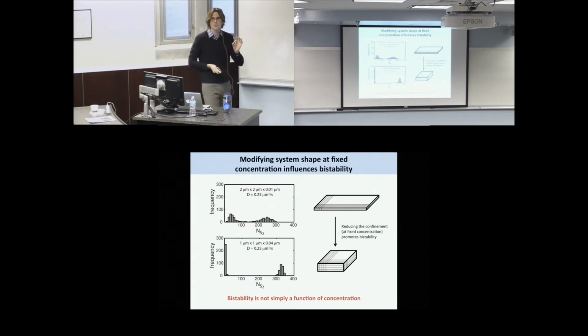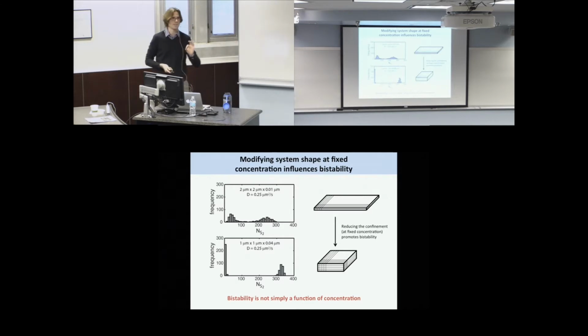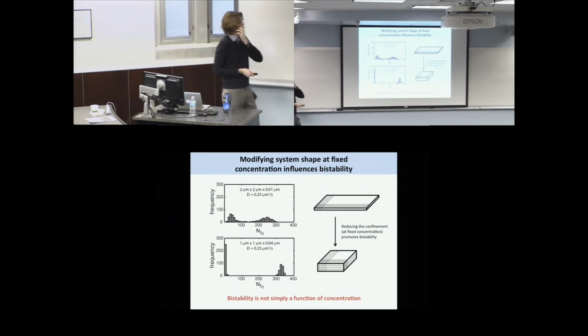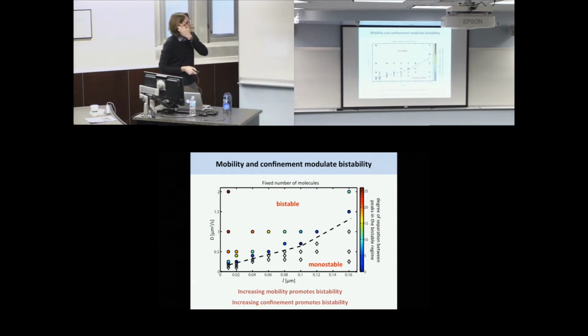Okay, so the distribution of distances between molecules, in addition to the concentration, is an important effect here. If we put everything together, we now have our confinement length here. As we go from right to left, we're making it thinner and thinner. As we go from bottom to top on this vertical axis, we're increasing the mobility of molecules so they diffuse faster and faster. And what I'm plotting here is whether or not it's bistable.